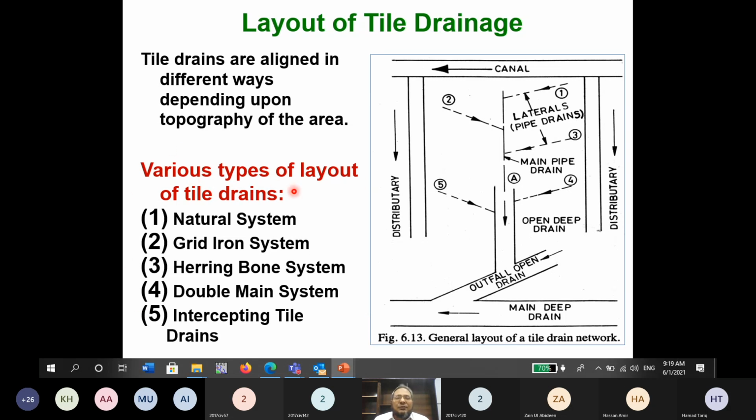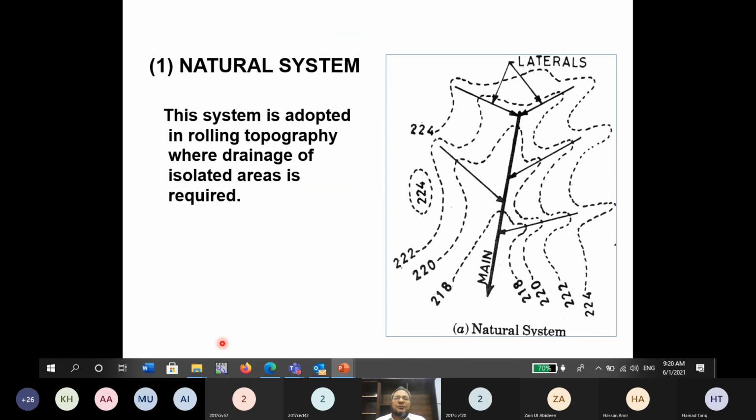Now, various types of layout of tile drains, which are basically based on the topography of the area, are these 5. Number 1, natural system. Number 2, gridiron system. Number 3, herringbone system. Number 4, double main system. And number 5, intercepting tile drains. So that we would like to discuss.